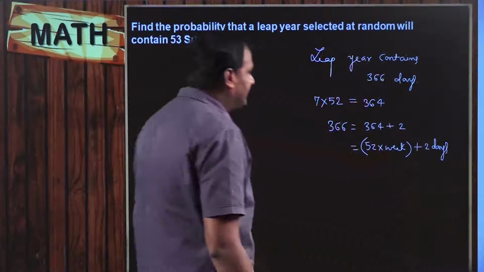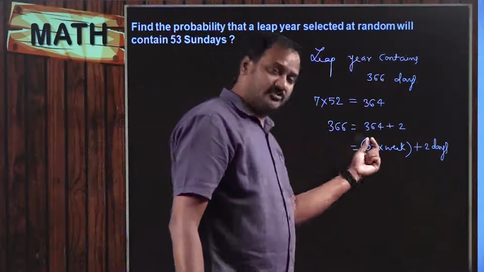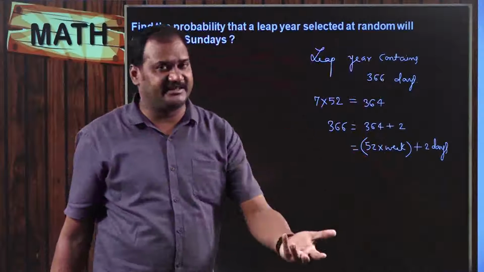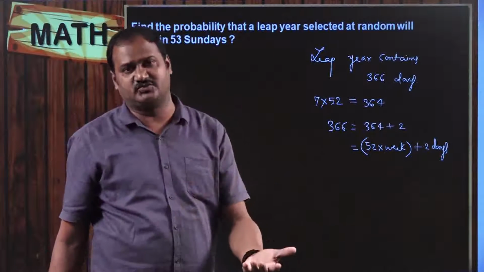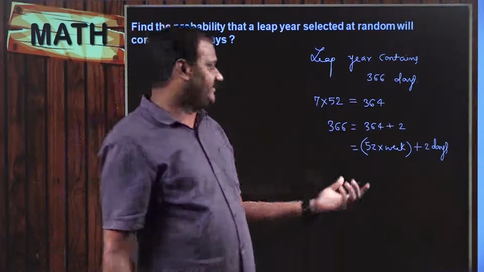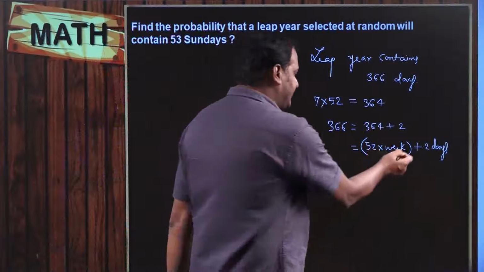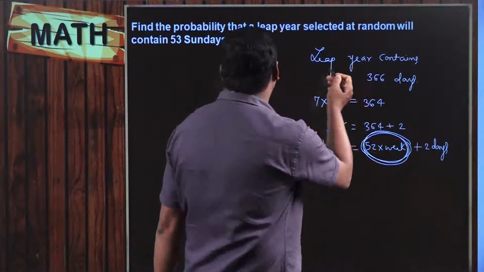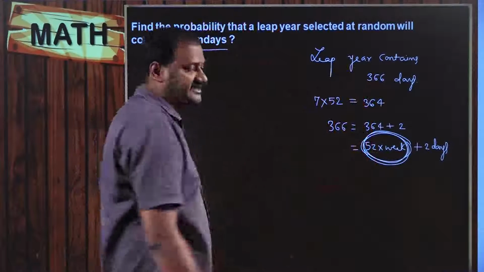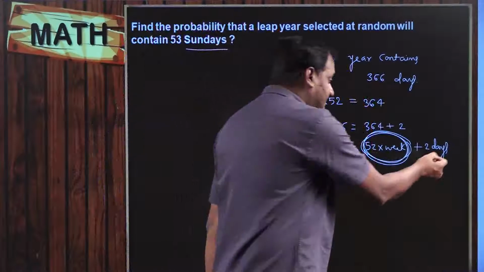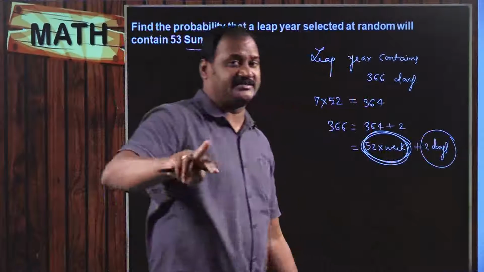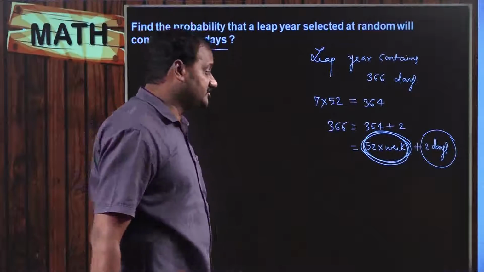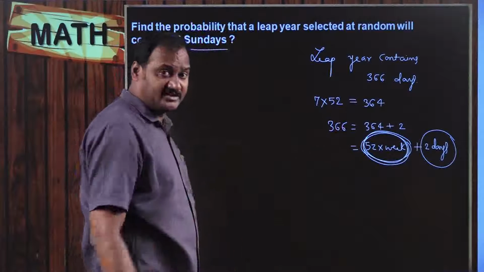So every leap year has 52 weeks. In every single week, definitely there is a Sunday, a Monday, a Tuesday, a Wednesday, a Saturday, right? So every single week has a Sunday. So what does it mean? The remaining 2 days are 2 consecutive days. So what are those 2 consecutive days?